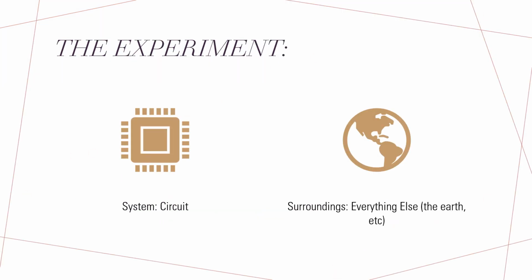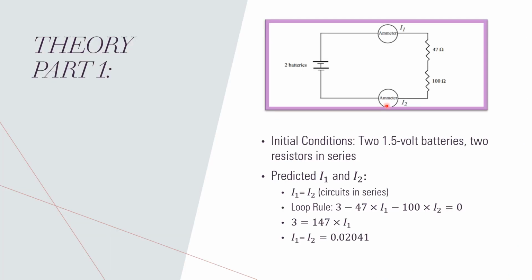This is still an experiment, even though it's all virtual. The system is the circuit, and the surroundings is everything else: the earth, the person conducting this imaginary experiment, etc. Theory, part 1. So the initial conditions for this are two 1.5 volt batteries and two resistors in series.